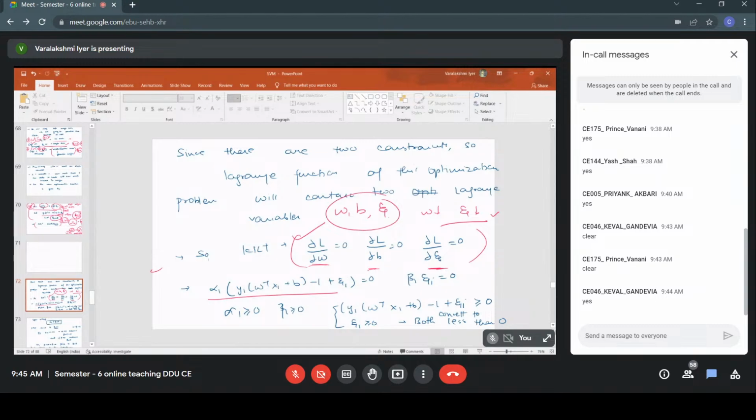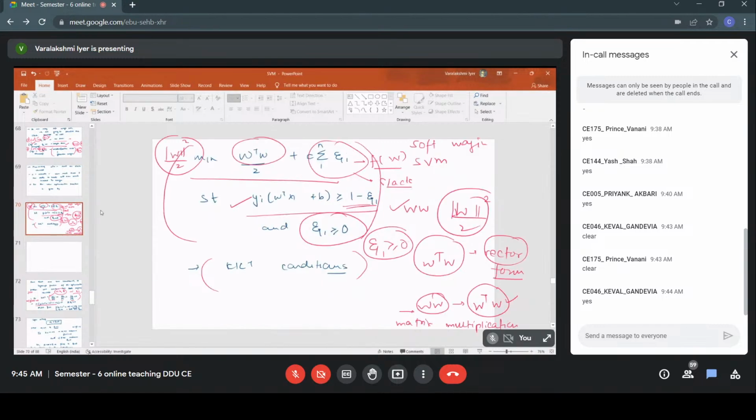Alpha i into G of W will be equal to 0. We have two constraints here. One constraint is G of W, that is yi into W transpose xi plus B is greater than or equal to 1 minus zeta i. And another constraint is zeta i must be greater than or equal to 0. These are the two constraints that we have.